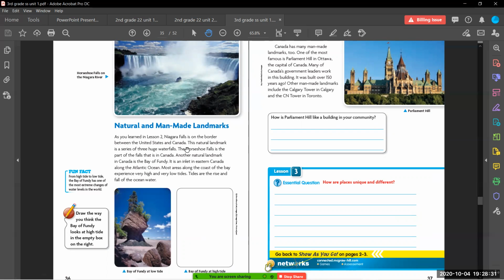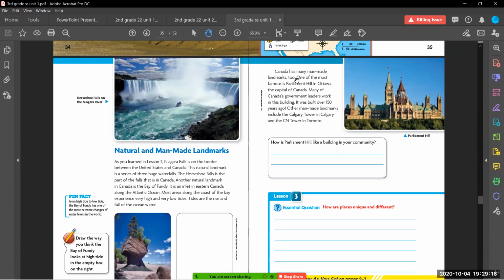As you learned in lesson two, Niagara Falls is on the border between the United States and Canada. This natural landmark is a series of three huge waterfalls. The Horseshoe Falls is the part of the falls that is in Canada. Another natural landmark in Canada is the Bay of Fundy. So that's this right here. It is an inlet in eastern Canada along the Atlantic Ocean. Most areas along the coast of the bay experience very high tides and very low tides. Tides are the rise and fall of the ocean water. So like I was telling you, if this is what it looks like at low tide when the water is really low, draw what you think this area would look like when the water level is high.